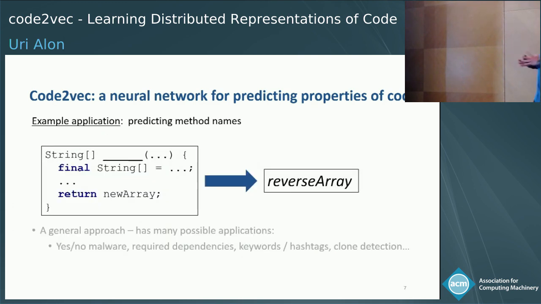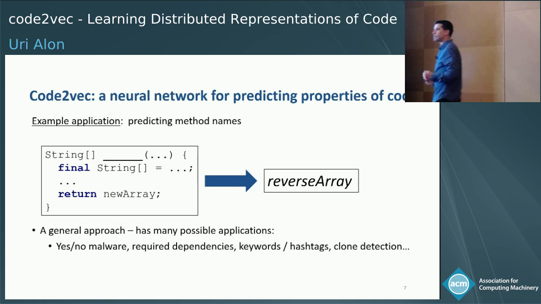In the paper, we applied this network for the difficult task of predicting method names. So the program, in our case, was a Java method in which we deleted the method name. And we trained the neural network to predict the method name given its body. However, it's a general approach that has many possible applications, like predicting yes or no whether a piece of code contains malware, predicting the required dependencies, predicting keywords, hashtags, and clone detection.